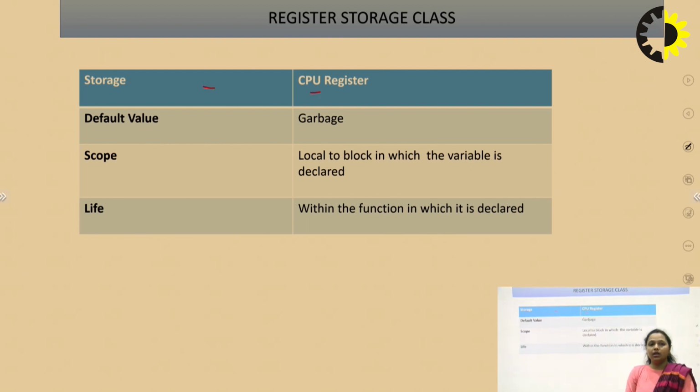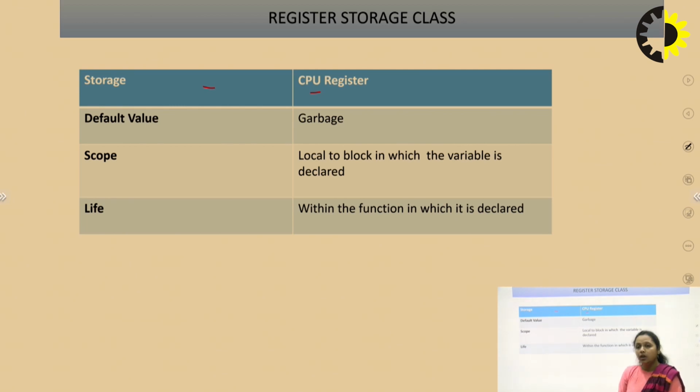Whenever we are using register storage class, the variable gets its data stored directly into CPU register. But there is a clause. If CPU registers are not free, or we can say if they are not available for storing data, then the data will be stored in the main memory only.